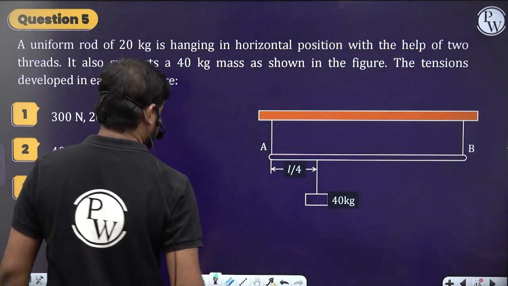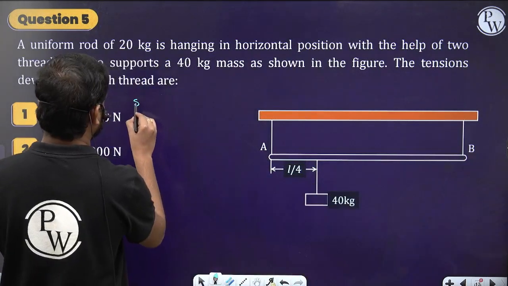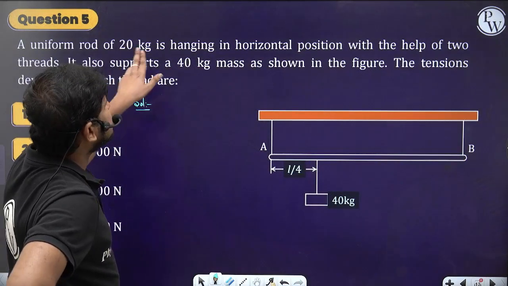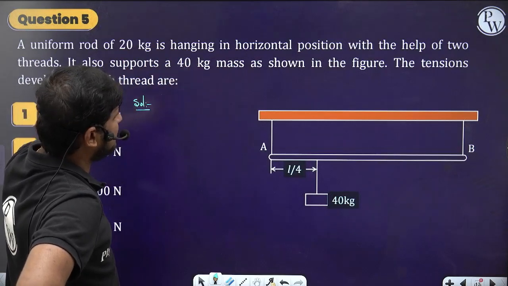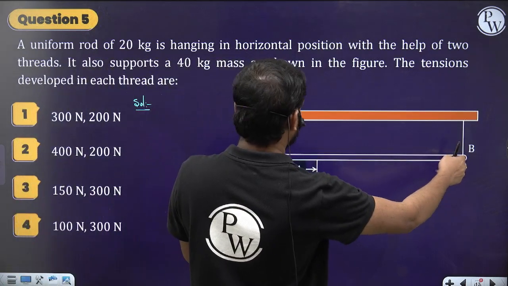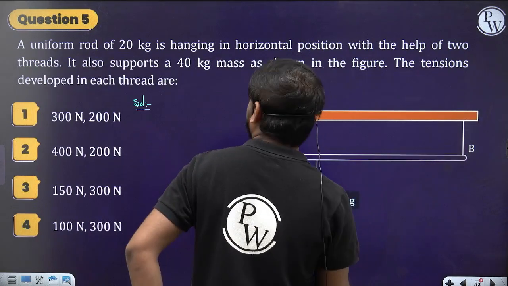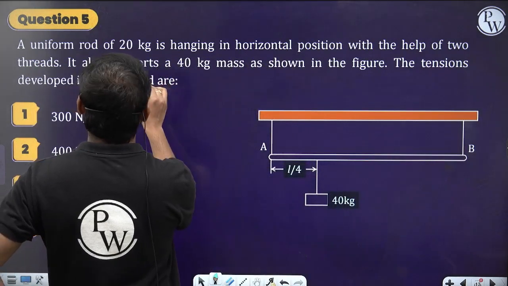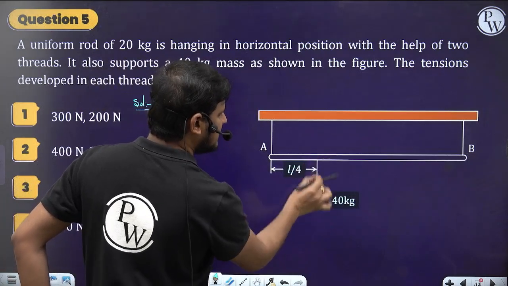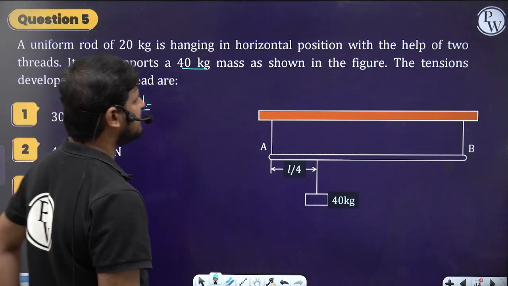Let's take one more question, question number 5. First read the question. What does the question say? A uniform rod of 20 kg is hanging in horizontal position with the help of 2 threads. This is the total 20 kg rod which is hanging from here. It also supports a 40 kg mass as shown in the figure. So what are the tensions developed in the threads?